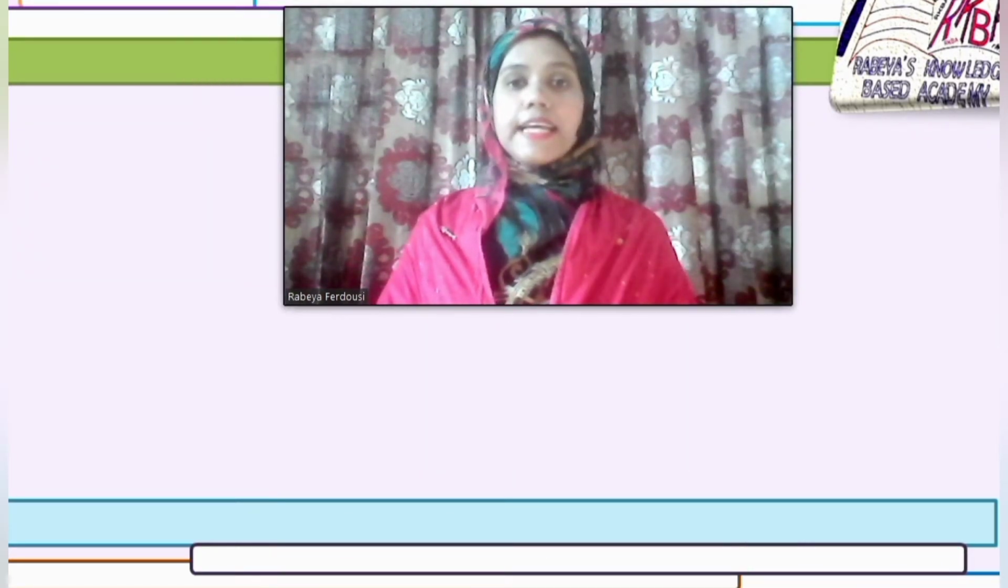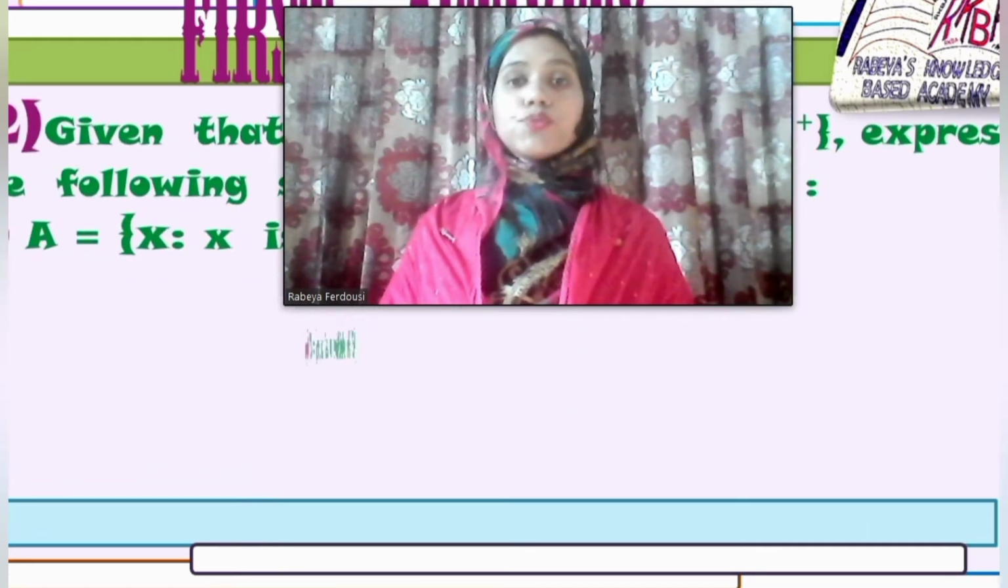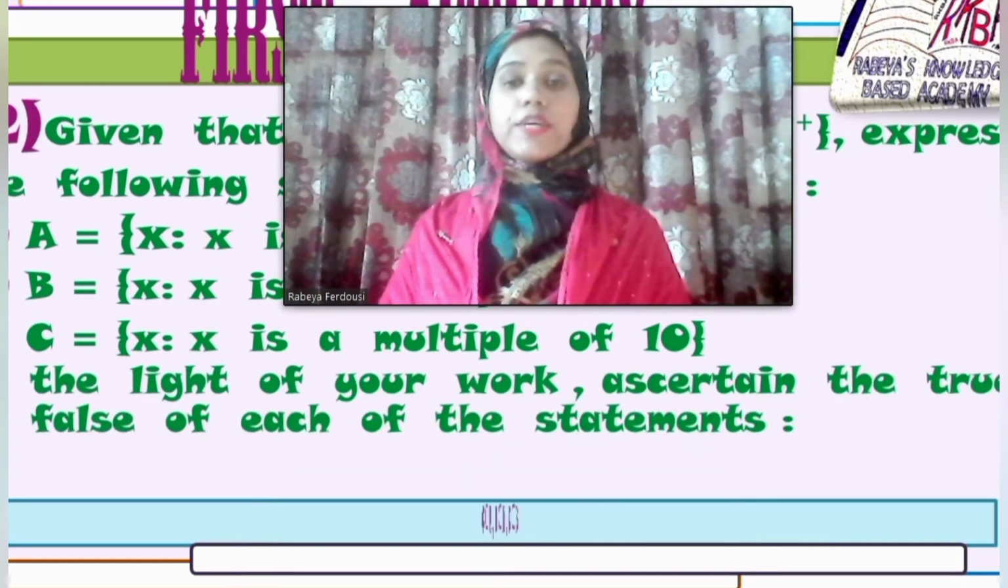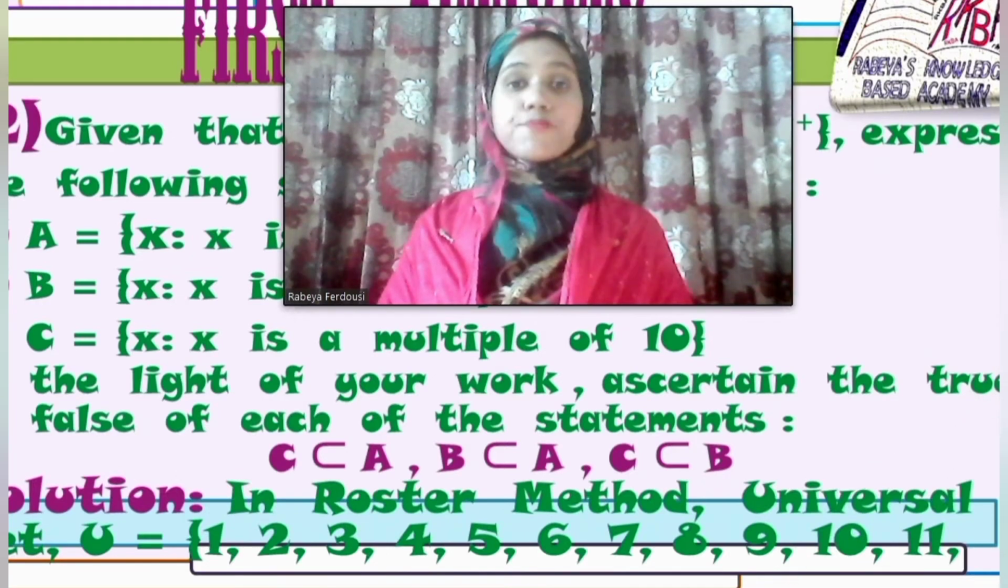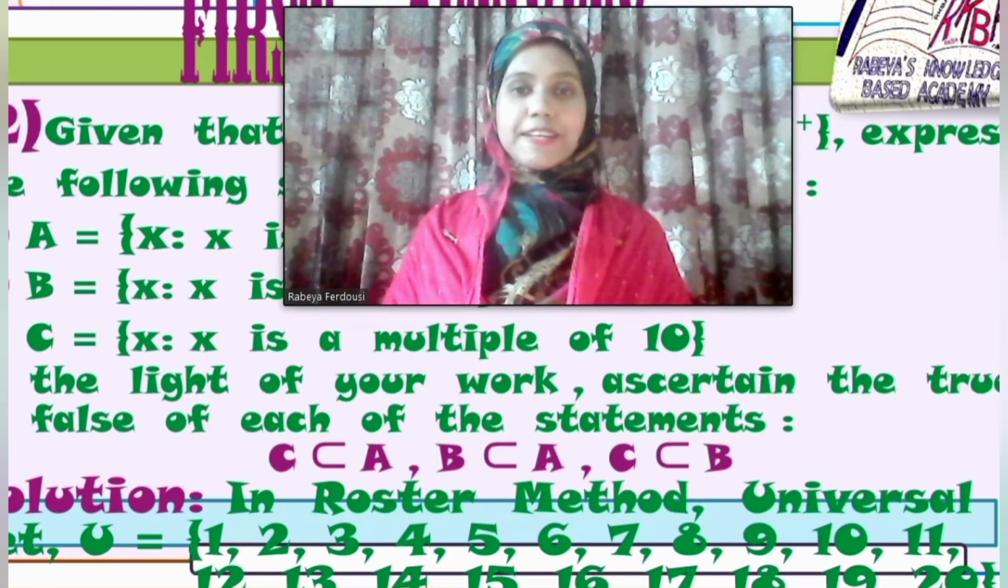Subset A contains the numbers from 1 to 20 which are divisible by 2, such as 2, 4, 6, 8, 10, 12, etc. Again, subset B contains the numbers from 1 to 20 which are divisible by 5, such as 5, 10, 15, etc. And subset C contains the numbers from 1 to 20 which are divisible by 10, such as 10, 20, etc. After expressing the elements of the subsets in roster method, we have to ascertain the true or false of each of the statements which has been given in this question.